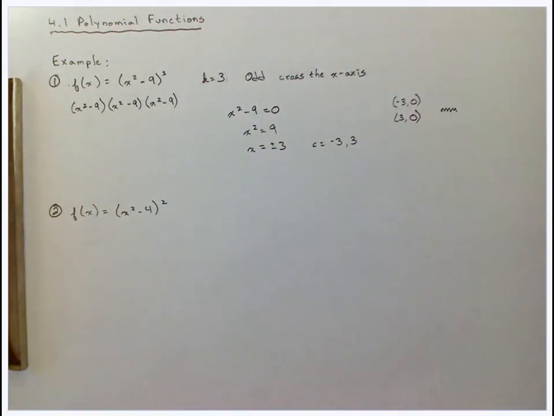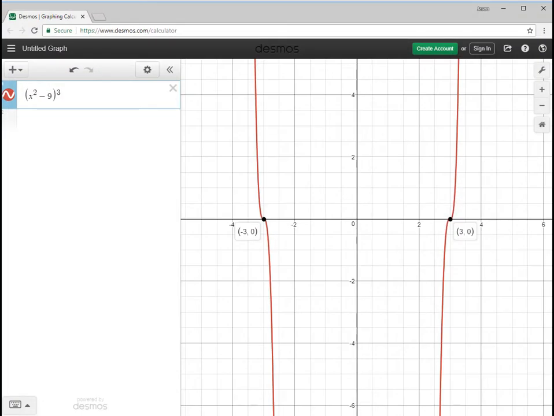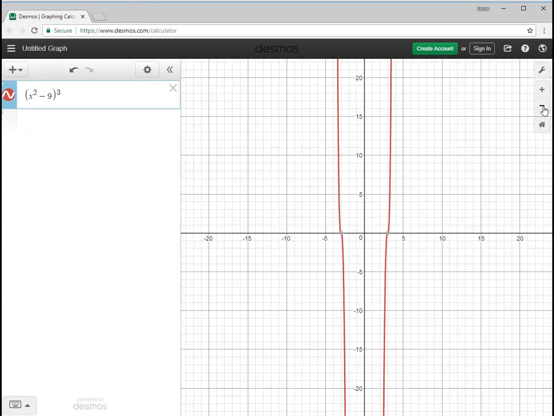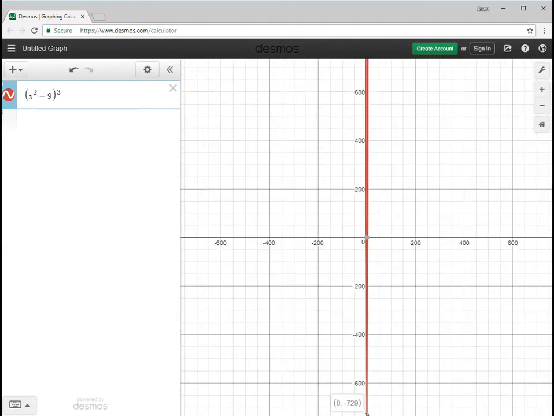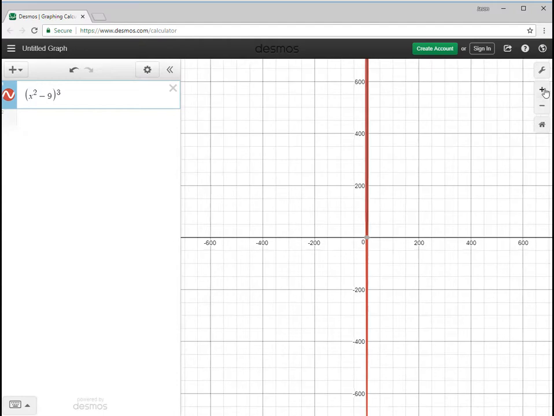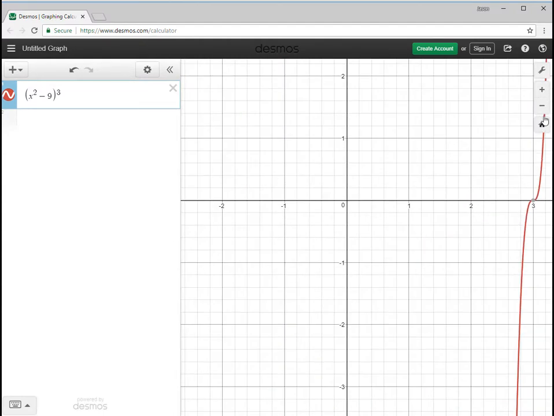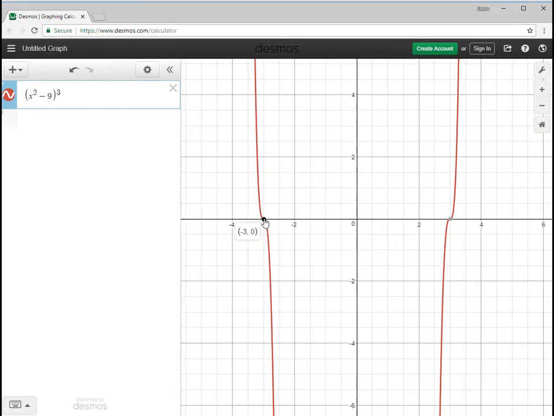So let's pull up a graph and take a look, and this is my graph. Notice (-3, 0) and (3, 0), and they both cross. And then this is the actual graph. Look at that. It goes on and on all the way down to negative 729. But what we're worried about is the action going on there at the x-axis. All right, so that was the first example.